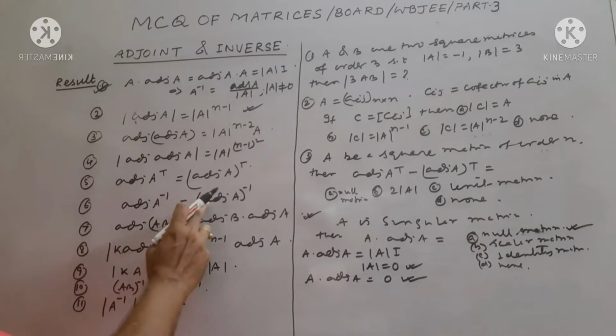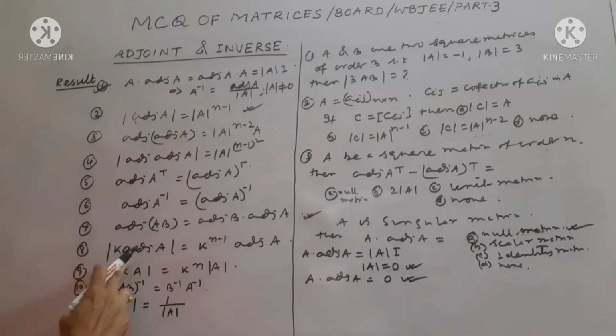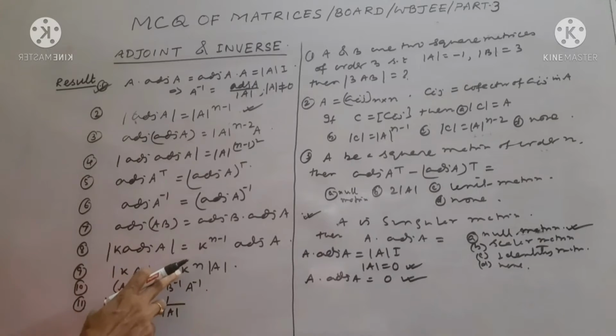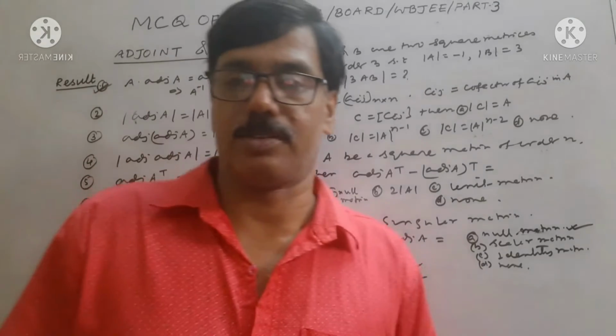Adjoint of AB, in reverse order, is adjoint of B into adjoint of A. Adjoint of K into A equals K to the power n minus 1 into adjoint of A, where n is the order of the square matrix. Determinant of KA equals K to the power n into determinant A, where A is a square matrix of order n. AB inverse is B inverse into A inverse. And determinant of A inverse equals 1 by determinant A. So these are the relevant results.